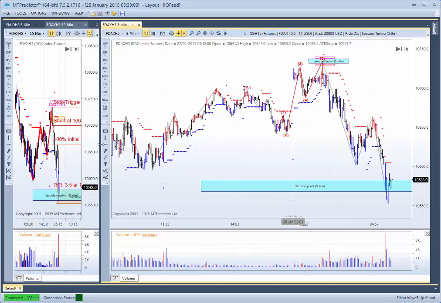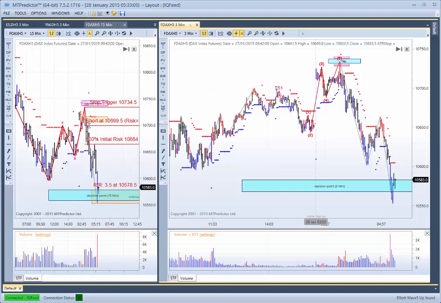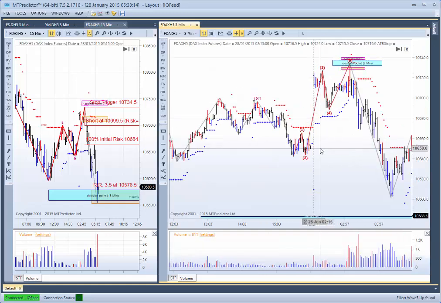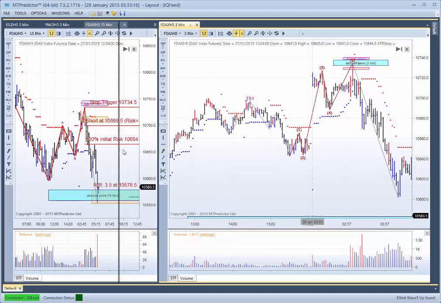Can you see what I did there? In other words, I took the target on the 15-minute chart and then transposed that to the 3-minute chart for a target off this 3-minute high as well. So let's see how this looks on the risk reward profile.